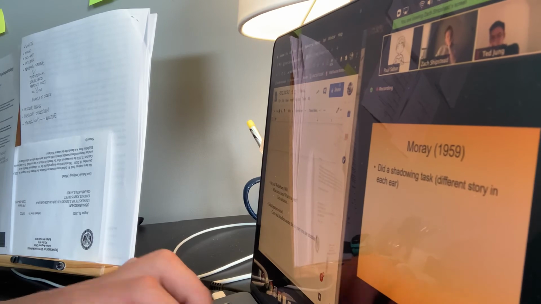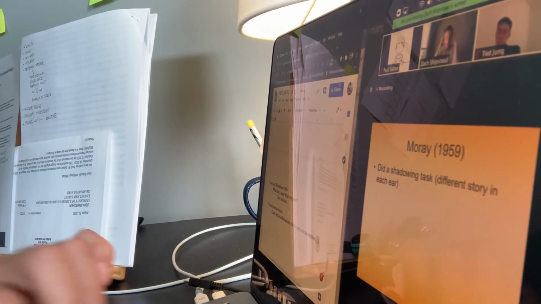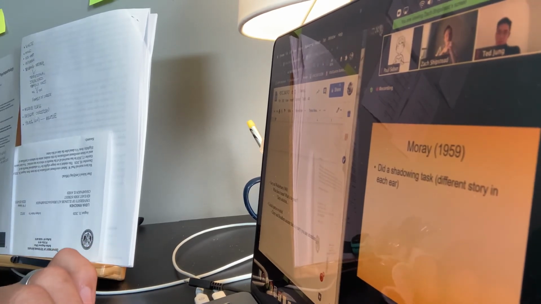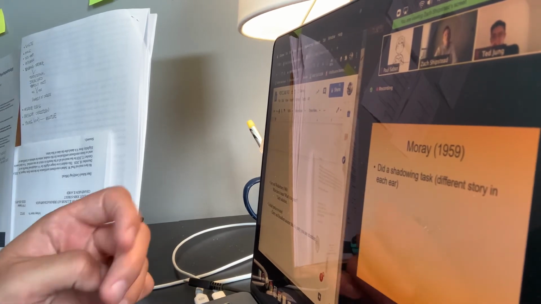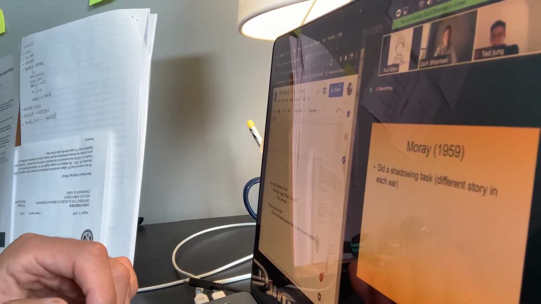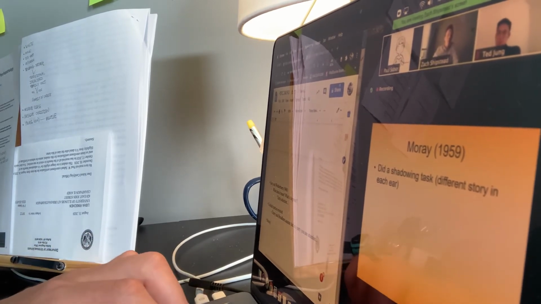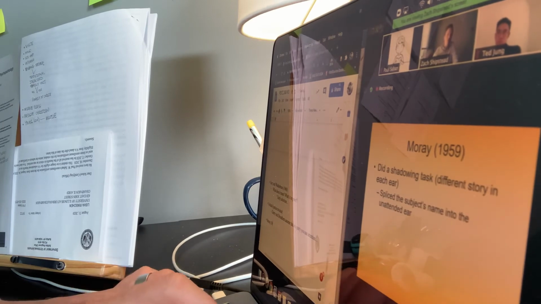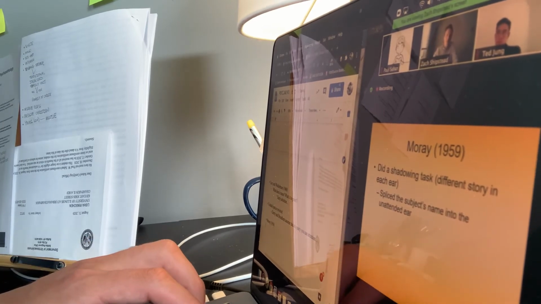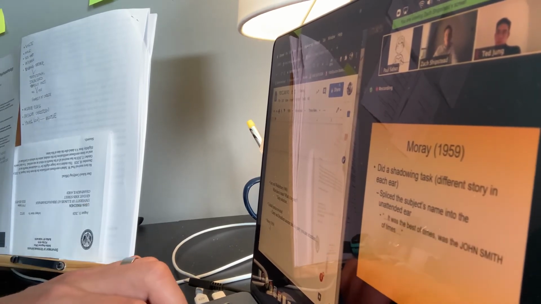So Moray actually did a modified dichotic listening task, and man, 1959, this must have been impossible. I mean, you can do this real easy now. What he did, while the subject was shadowing a story in one ear, in the unattended ear, the subject's name gets spliced in there. So it was the best of times, it was the John Smith of times, right?